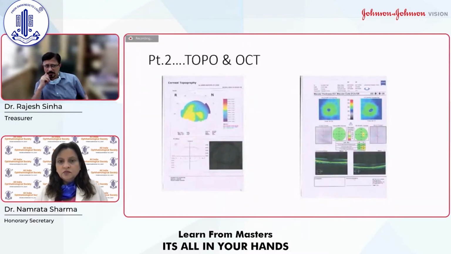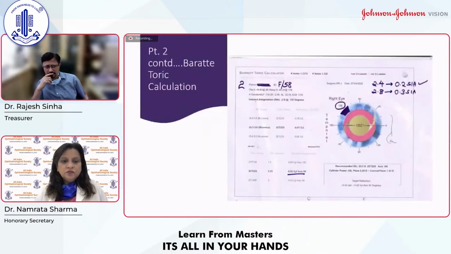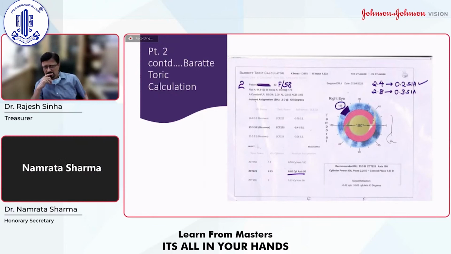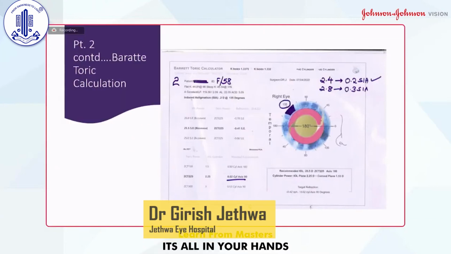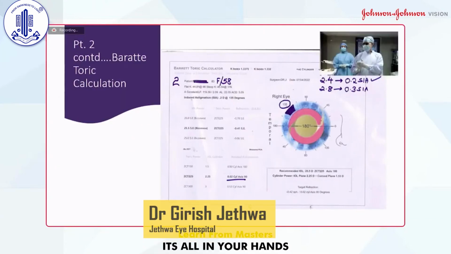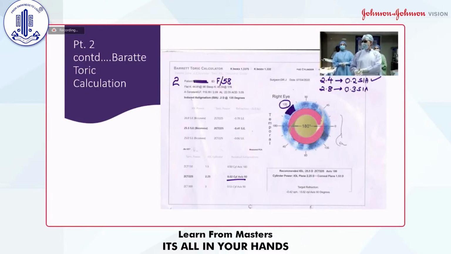You see, here again I have not put the incision at 180 degree or 0 degree as regularly we are doing. To make the cylinder 0, that is you can see the ZCT225 is 0.02. To make it, what I have done is I put the incision at 135.